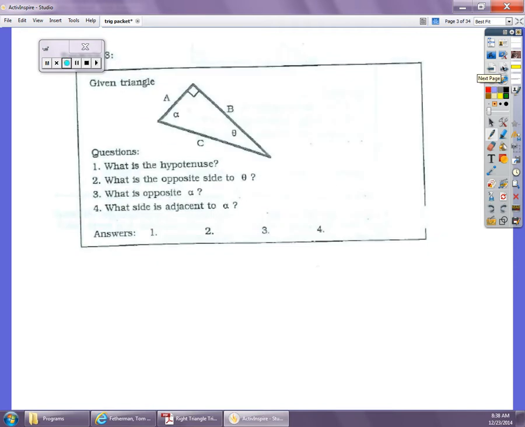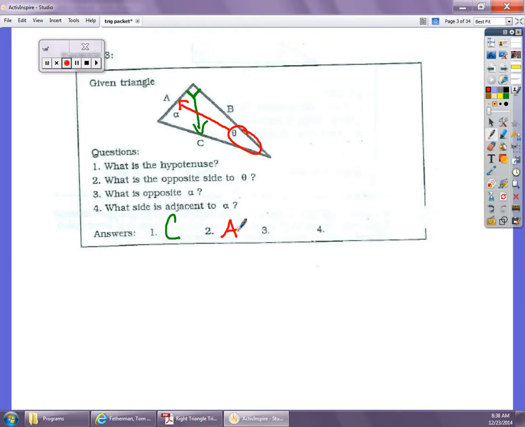Now instead of having numbers, we have letters. So what is our hypotenuse? Well, here's our right angle. Opposite the right angle is letter C. What is the opposite side to theta? You have to look at that. That's down here. The opposite side is across from that, which is letter A.